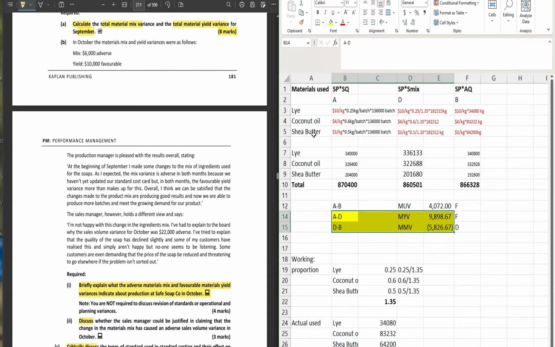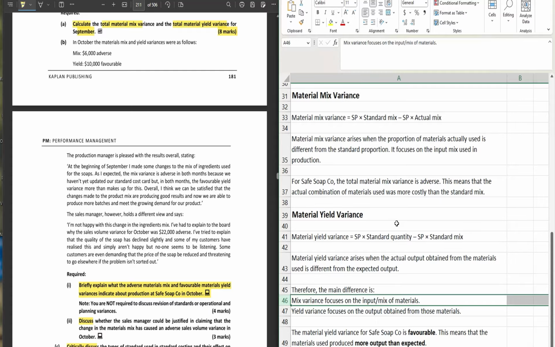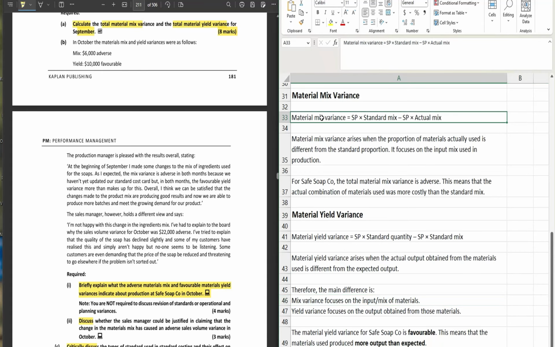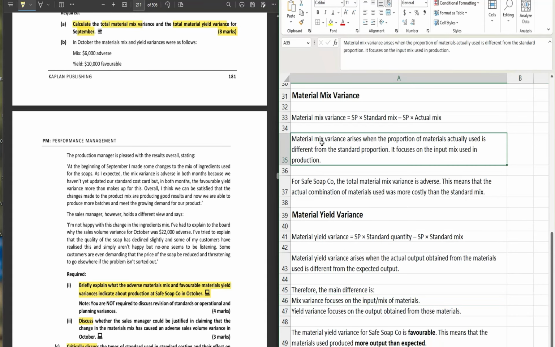Okay. Now part B, the first requirement is asking: briefly explain what adverse material mix and favorable material yield variance indicate about the production at the Safe Soap Company in October. Note, you are not required to discuss revision of standard or operational and planning variances, and it is for 4 marks. So here I have started with explaining the formula first. And what does it mean?